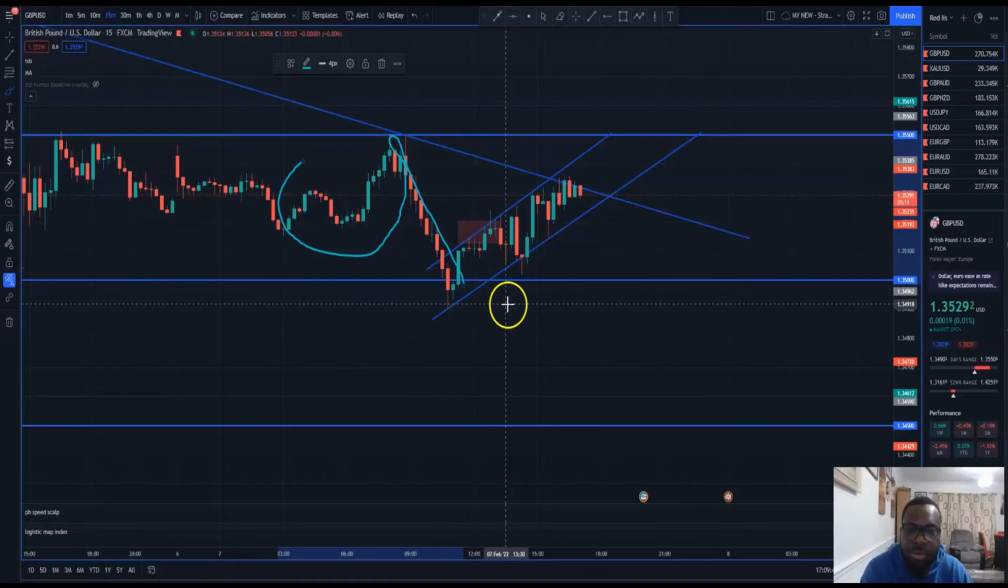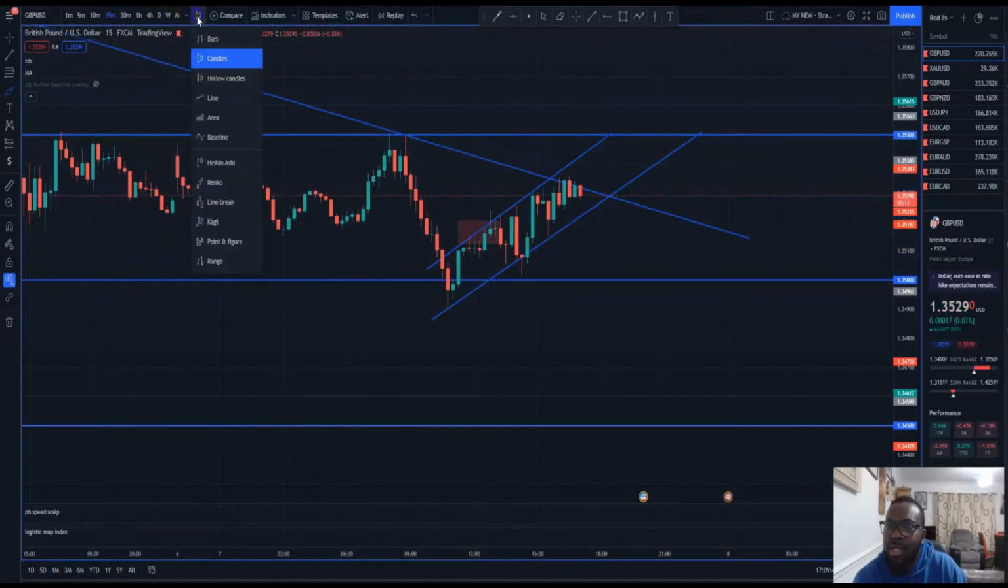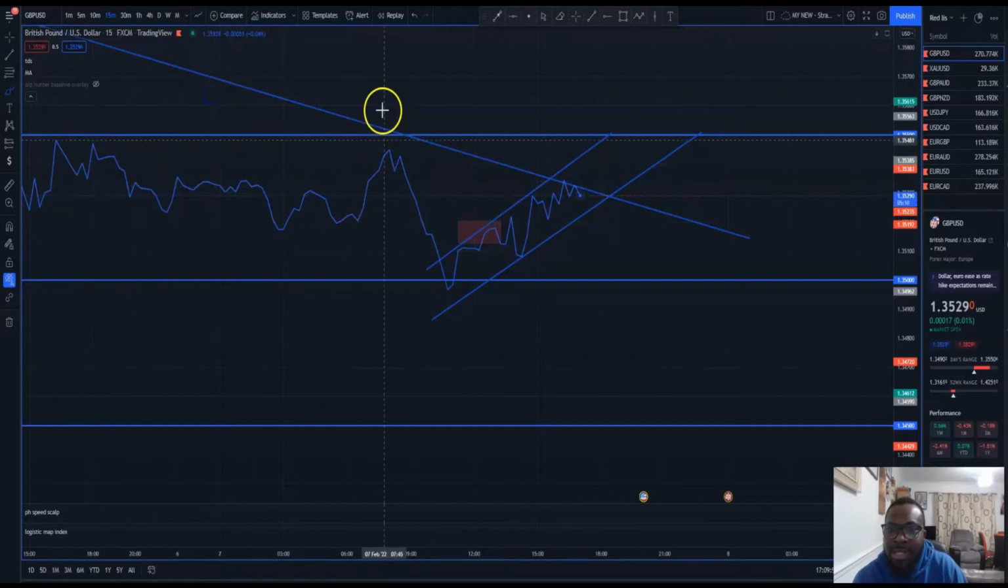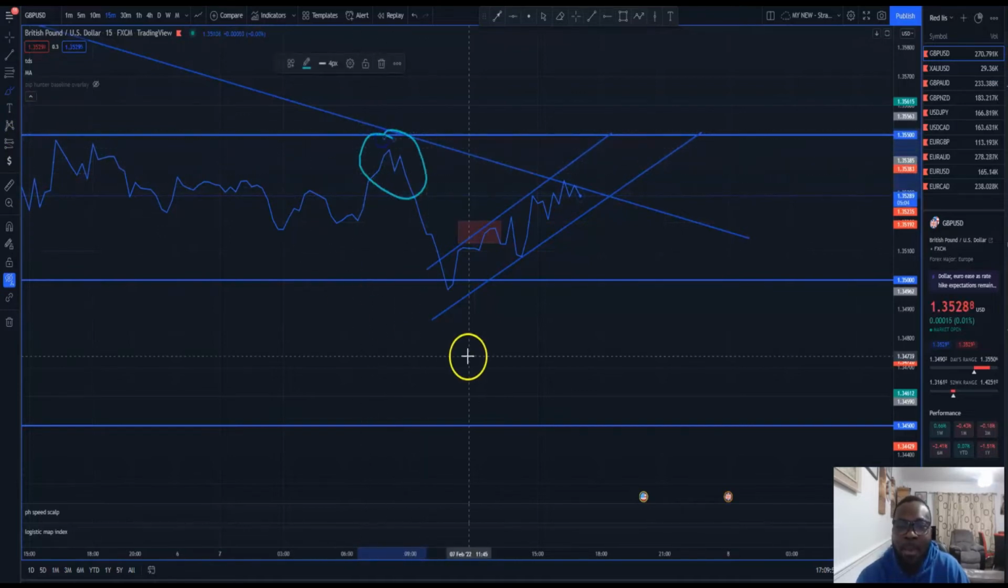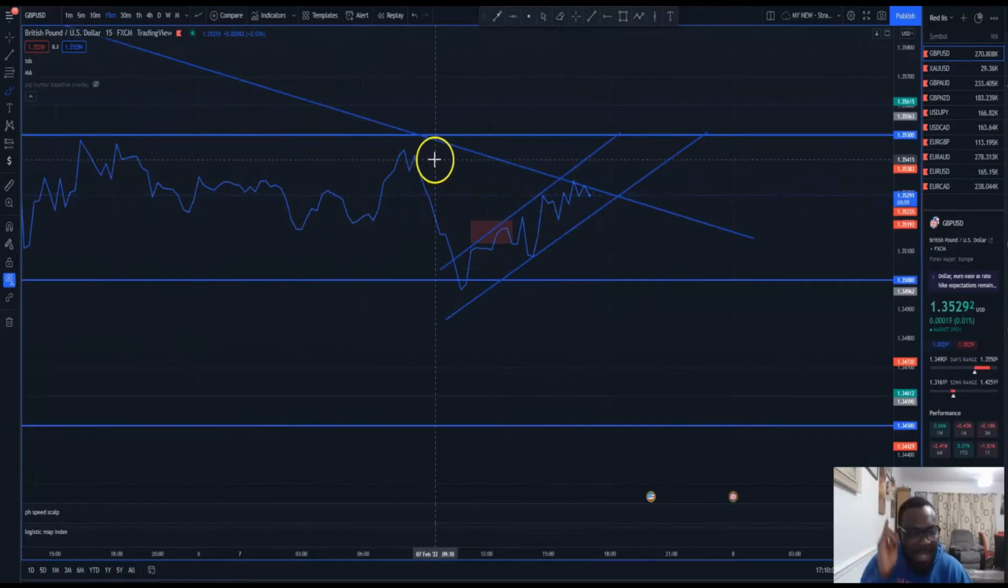Now I want to show you exactly what happened. If you turn to the line chart, you will eventually see a perfect M pattern right there. There you go. Perfect M pattern. So I was waiting for that pattern to appear, and guess what?